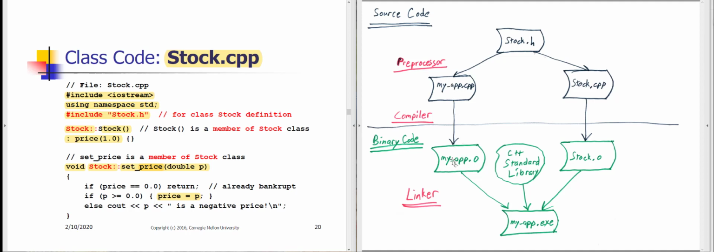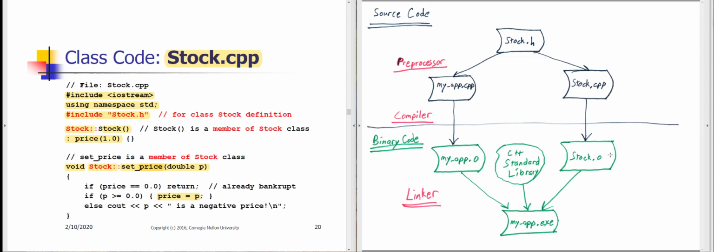And that happens for both the application file. In a Linux environment, we're going to end up getting a binary file called myapp.o. And it also happens for the class implementation code file, from which in Linux we're going to get a stock.o. Now in Windows you would get a myapp.obj and a stock.obj.